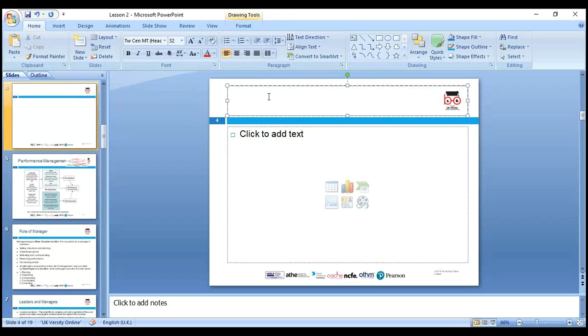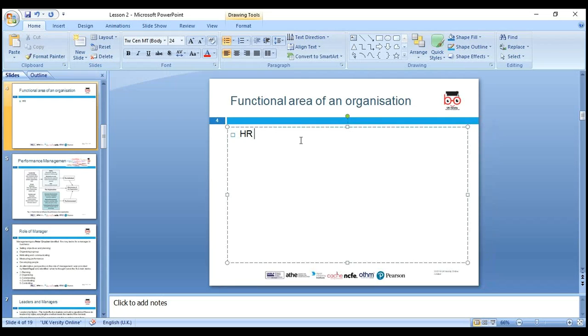Brilliant. And what about the functional areas? Yeah, it's the areas where you work, like a department, or projects or something like that. Brilliant, that's your functional area. So in your HR manager, yes, HR department. HR is one of the functions. Marketing is one of the functions. Production is one of the functions. Research and development can be one of the functions. Finance is one of the functions. So these are all called functional areas.